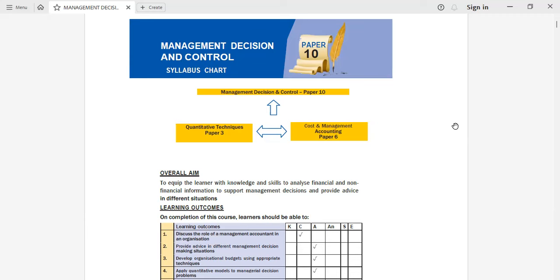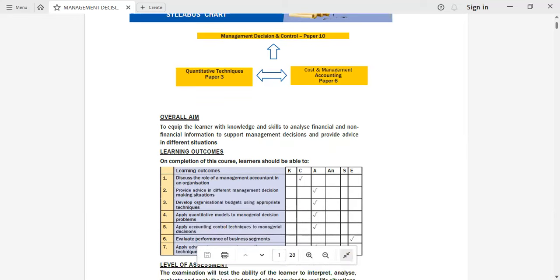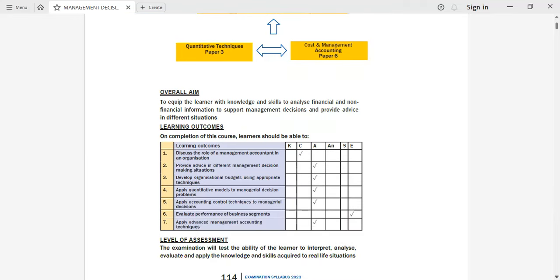So as we have said, first of all let us try to look at the overall aim for this MDC paper. Why is it important for CPA to include the MDC, or the management decision and control? It's what we are going to be looking at.